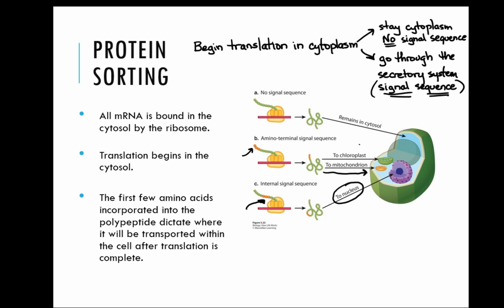Okay. So, the position of the signal sequence is important in where you're going to target a protein. The most common is that you have a signal sequence at that amino terminal end, and it's going to be targeted to the ER.